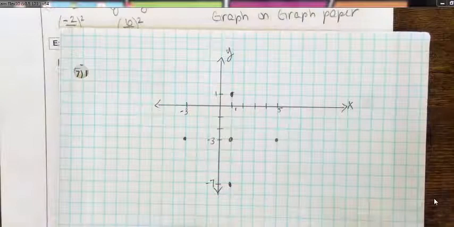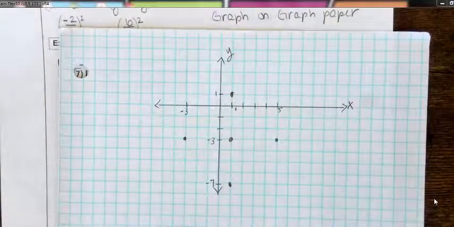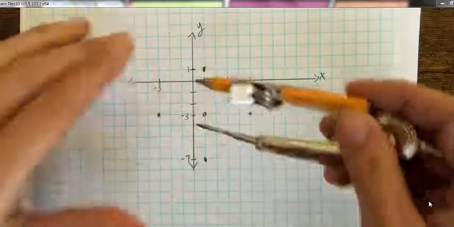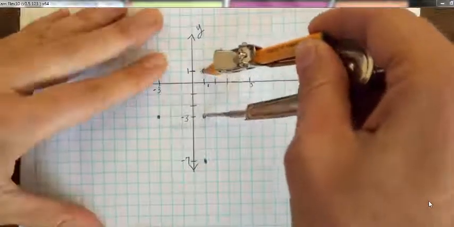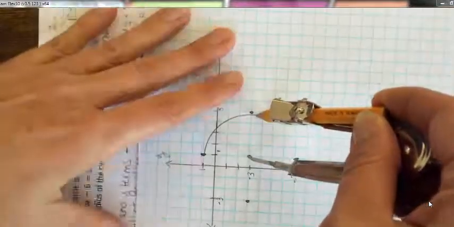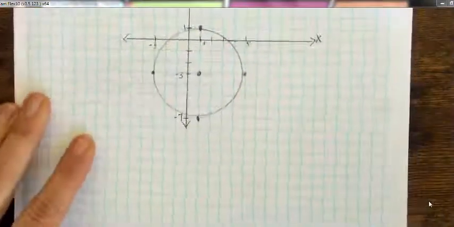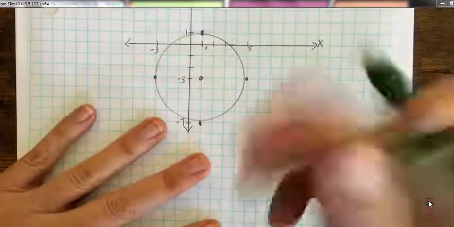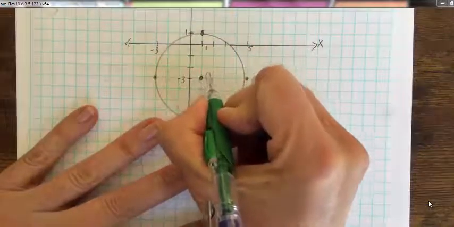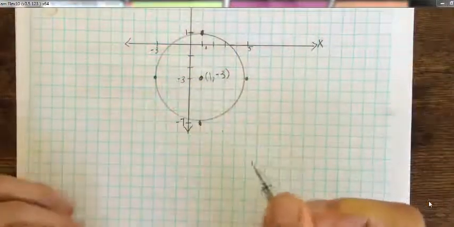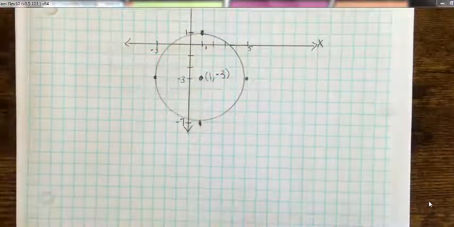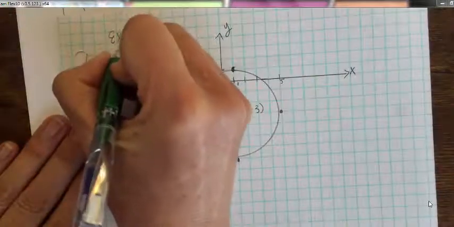Now, if you really want to make this look beautiful, you'll use a compass. Pretty good. All right, and there's my circle. It's got its center at 1, negative 3. And I think the radius is pretty obvious. I'm going to go ahead and label this example 3.